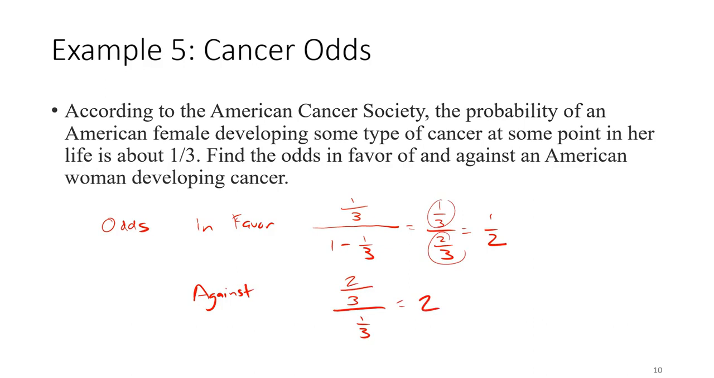And so we could say that the odds of developing cancer, if you're an American woman, is 1/2 to 2, which is the same thing as 1 to 4. So this means that 1 out of every 5 American women may develop cancer.